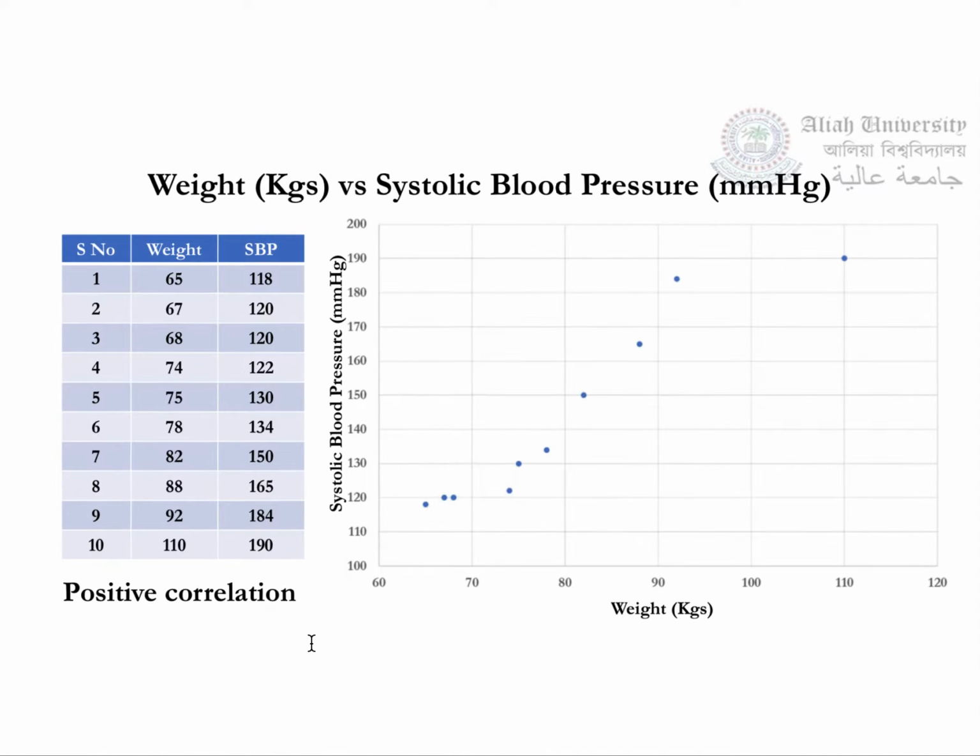If you look at the second example, here also, as the weight is increasing, the systolic blood pressure is also increasing. In other words, as the variable on the x-axis is increasing, the variable on the y-axis is also showing an increase. Another example of positive correlation.